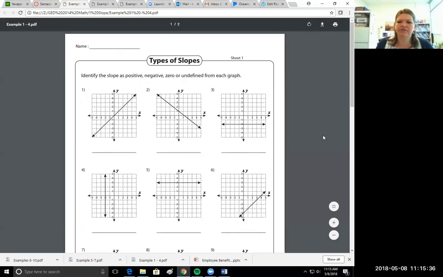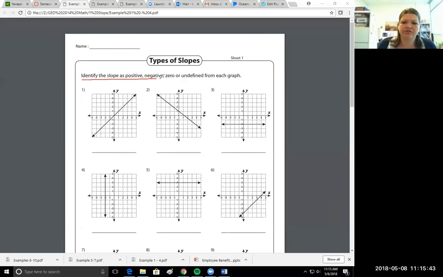And here are the first few example problems that I would like to do. So we have types of slopes, and you can see the directions here are super simple. Identify the slope as positive, negative, 0, or undefined from each graph. So again, for each example, we'll do example 1 first. We are going to start from the left and move right. And you tell me, is my graph appearing to move up, down, or neither? Well, obviously it's moving up, and so I would describe that line as having a positive slope.